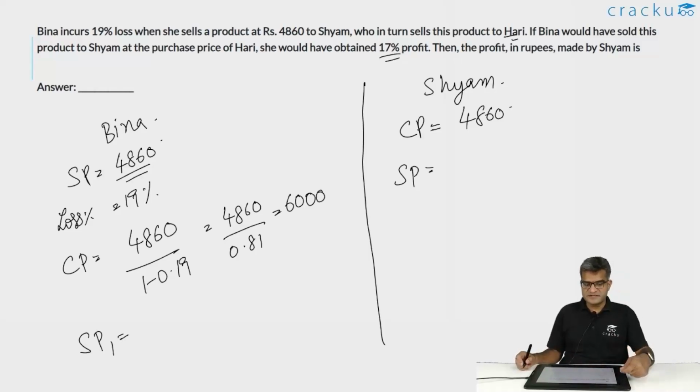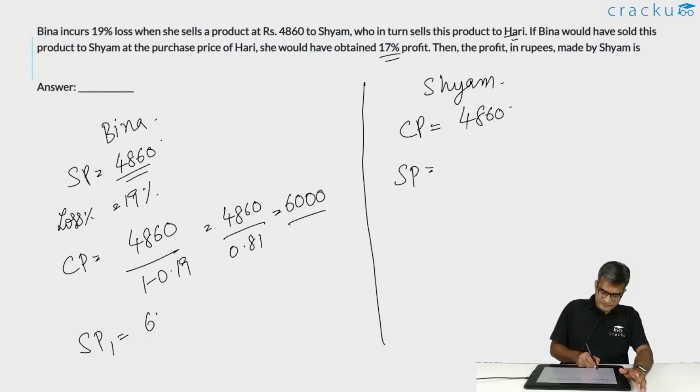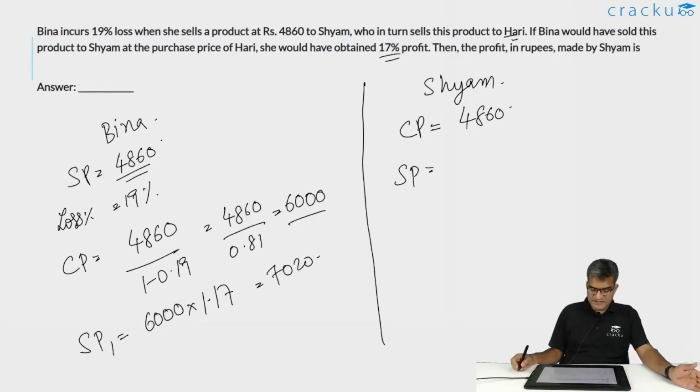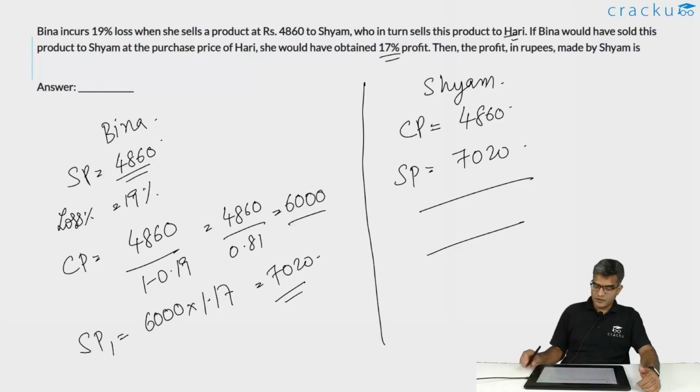What is the selling price at which Bina should have sold to get a profit of 17%? That is cost price into 1 plus profit percent. This is 6000 into 1.17, which will come to 7,020. So the purchase price of Hari is 7,020. And who did Hari purchase it from? He purchased it from Shyam. So the selling price for Shyam is 7,020. This would imply that the profit is selling price minus cost price, which is equal to 2,160.